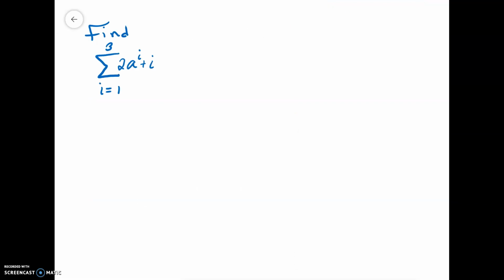So maybe you're wondering, why would I bother doing this by hand if I could just do this in the calculator? Well, you enter this scenario here. So my lower bound is 1, my upper bound is 3, and there's the formula that I'm going to plug into. So if I let i equal 1, then it's going to be 2 times a to the first plus 1, right? And then if I let i equal 2, because I have to go all the way up to 3, it's going to be 2 times a squared plus 2.